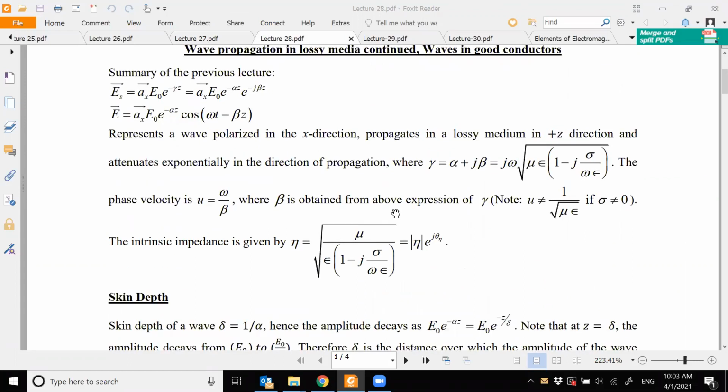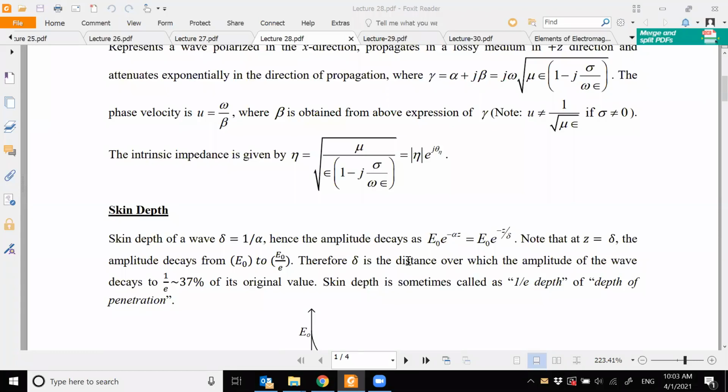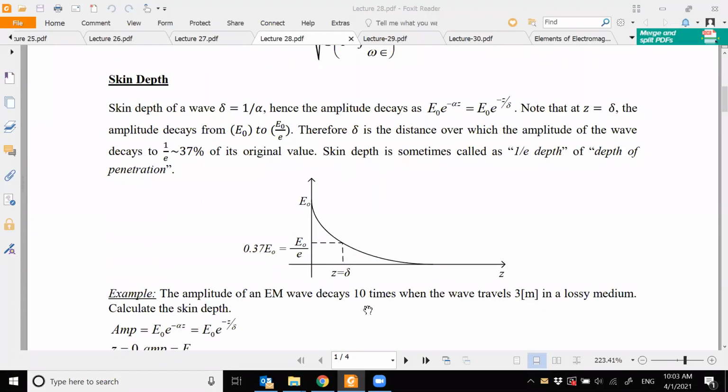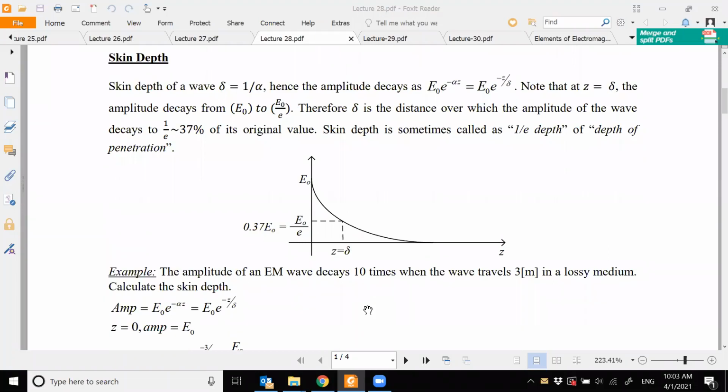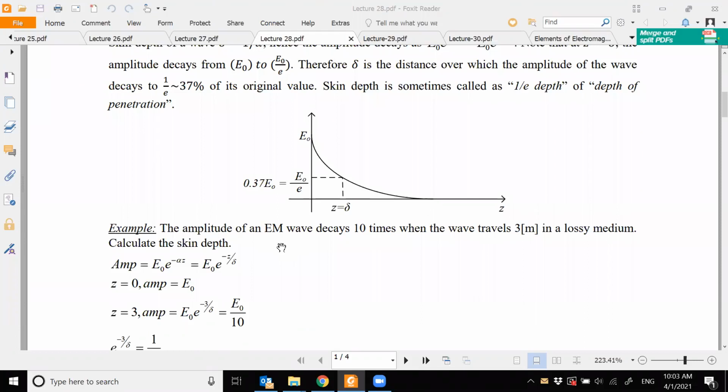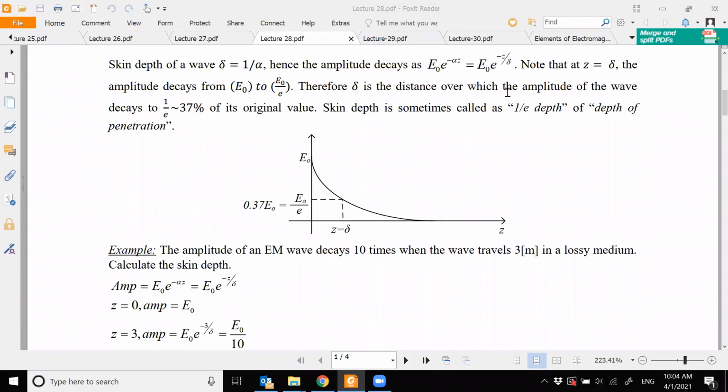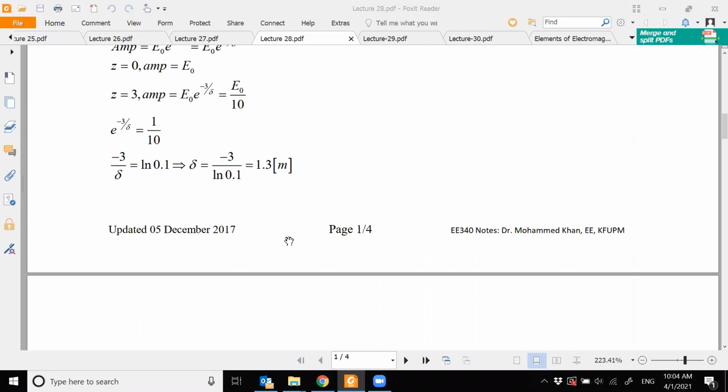Now, we also looked at the skin depth. We defined the skin depth based on how the wave is attenuating, and the skin depth is 1 over alpha. And we have seen that skin depth is nothing but the distance over which the amplitude of the wave decays to 1 over e, which is 37%. And we took this example and we stopped.